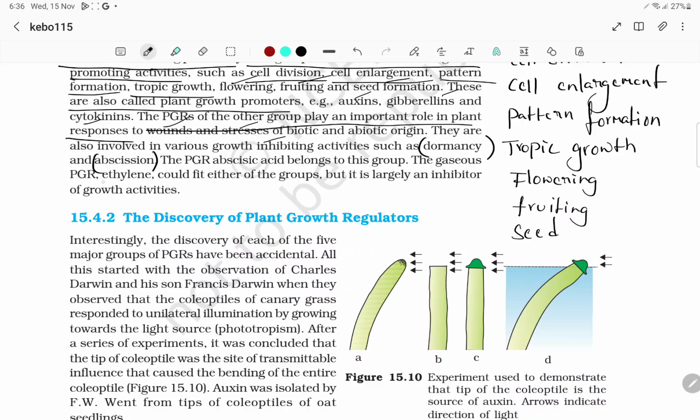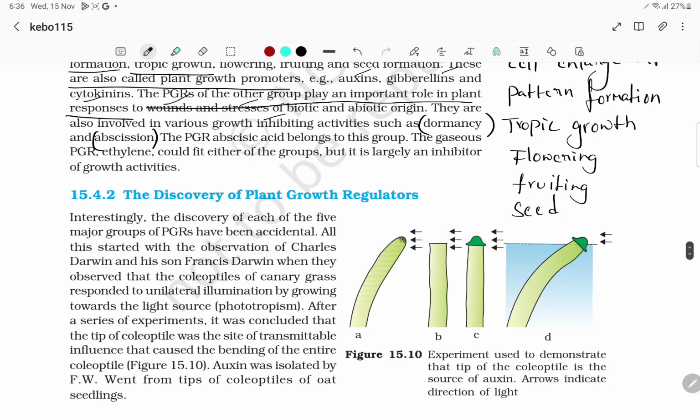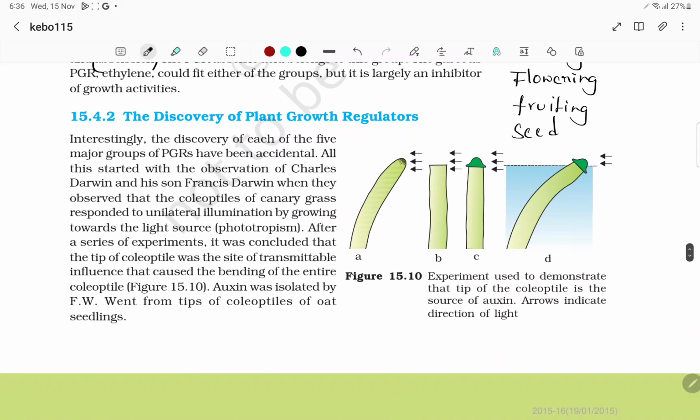The gaseous PGR, ethylene, could fit into either of the groups. It could be a promoter or it could be an inhibitor of growth, but largely we will be talking about it as an inhibitor only. Once again, cytokinin, auxin and gibberellic acid, all three come under activators, plant growth promoters. And abscisic acid and ethylene are the inhibitors. Ethylene comes under both categories, but majorly we talk about inhibitors only. Remember, abscisic acid is a carotene derivative.